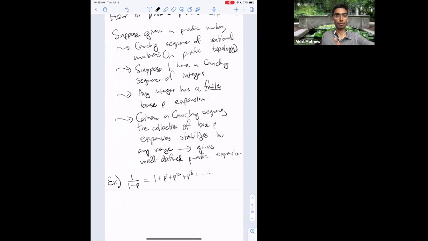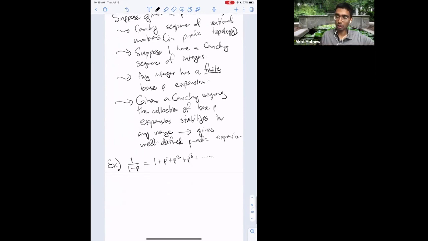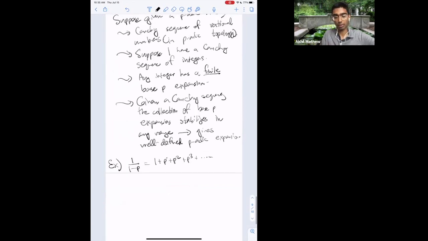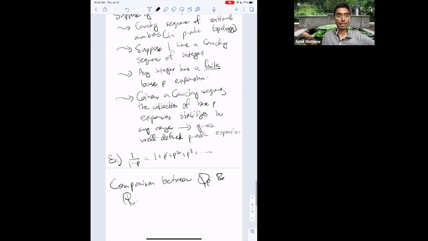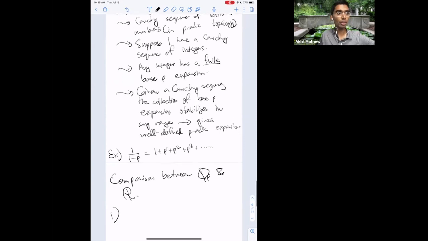Because the p-adic numbers are defined as a completion of the rational numbers, but instead of with respect to the usual absolute value, with respect to the p-adic absolute value. So I want to discuss some of the comparisons between the p-adic numbers and the real numbers. They have some similarities, but also some pretty dramatic differences. And one similarity is that they're both locally compact.